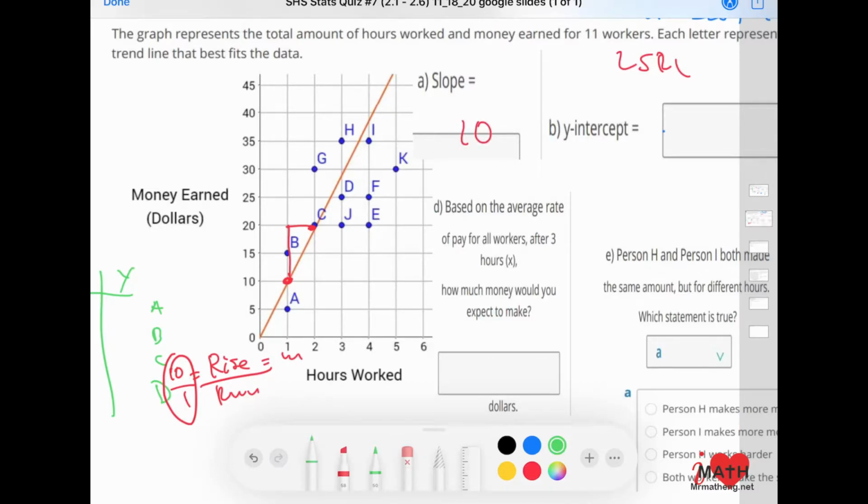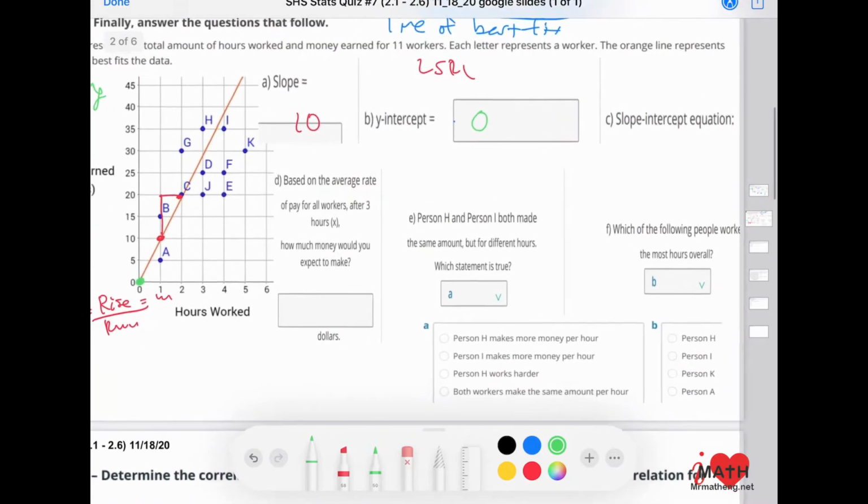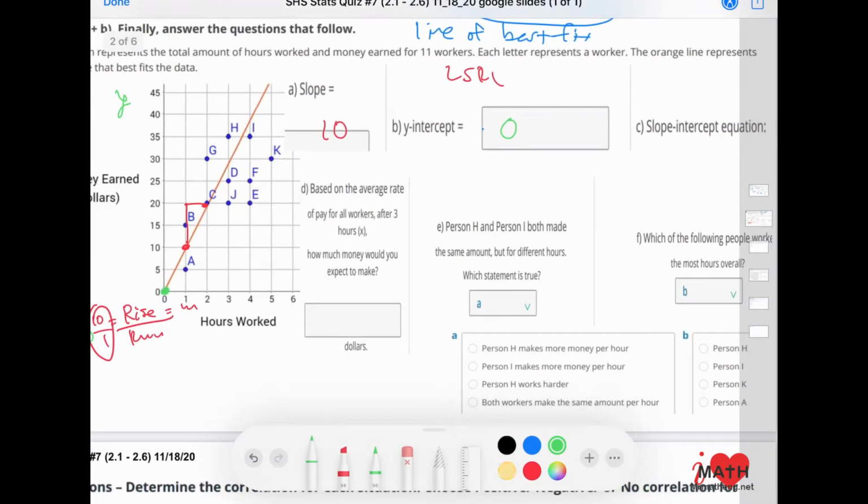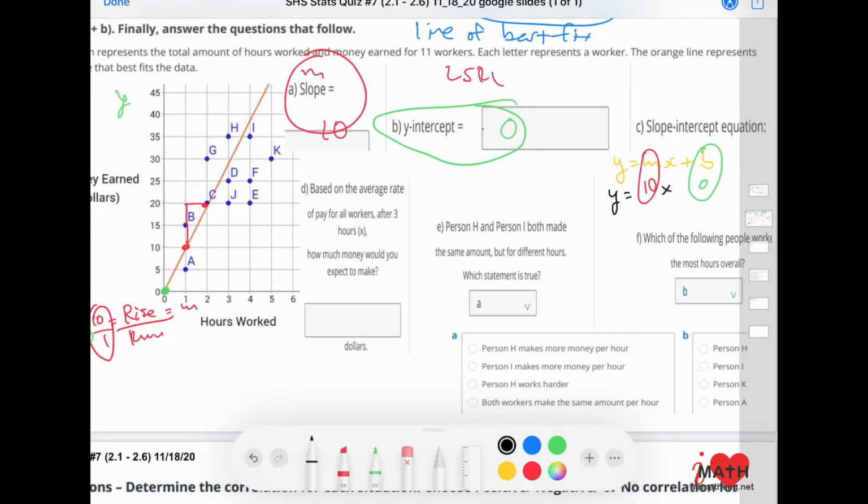What is the y-intercept? Well, this is the y-axis, and where it crosses right there at 0. Okay. What is the slope-intercept equation? So again, that is y equals mx plus b, and we just said our slope is 10, so that's going to be 10, and then our y-intercept is the b value, so you have 0 there. So you can have y equals 10x plus 0, or y equals 10x would be acceptable, either of those two.